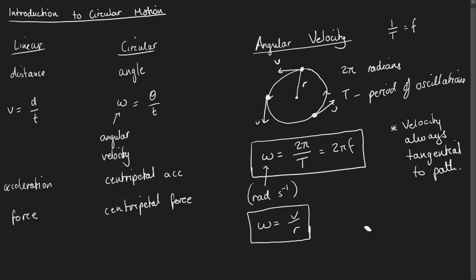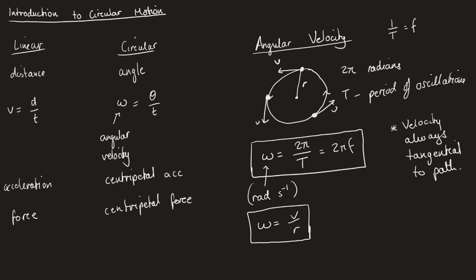Okay, so now we have expressions for the angular frequency, or the angular velocity, so how quickly this thing is moving around this circle, and we can express that either in terms of the angle and the time, the frequency, or as a ratio of the velocity to the radius of that circle.